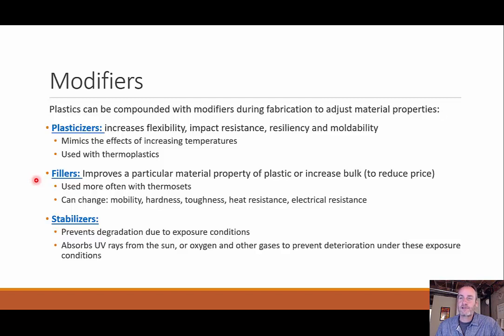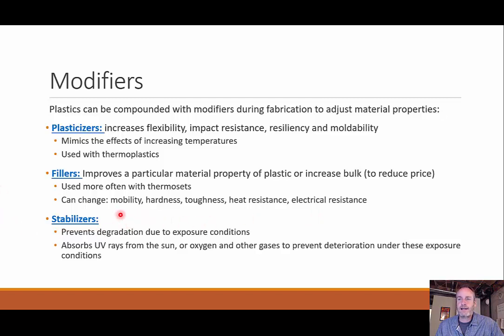We can also add fillers. So a filler, as the name implies, is just an extra material that is adding more volume to the plastic. And we could do that because we want to increase the bulk or reduce price. It can change some things like the hardness, toughness, heat resistance, electrical resistance. So you have to keep that in mind.